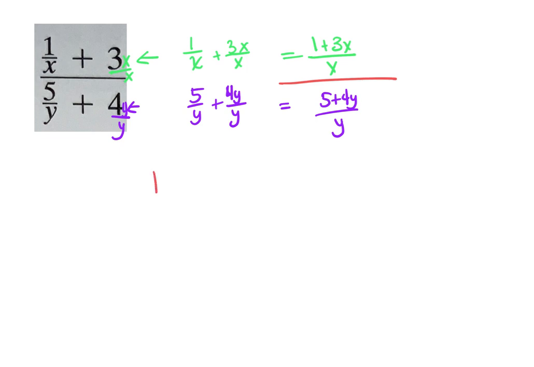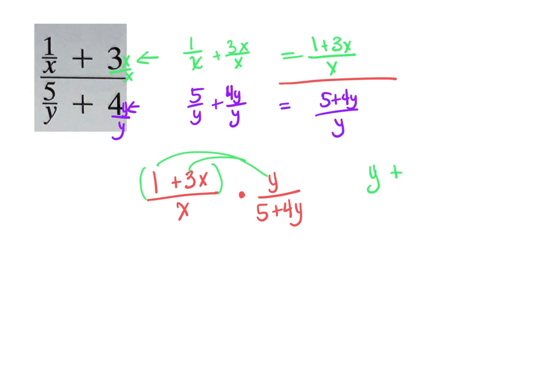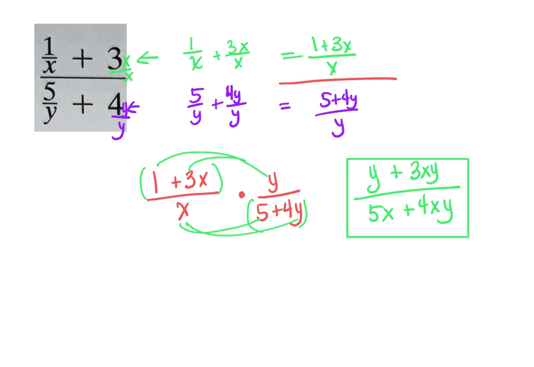Keep the first one, 1 plus 3x over x, change to multiplication, and flip the second one, y over 5 plus 4y. Keep, change, flip, all right? And then I just multiply. Multiply the y through, y times 1 plus y times 3x. Then I multiply the x through, x times 5, x times 4y. And that is my answer. And if you look, that is what we got before. They're the same. So they both work.